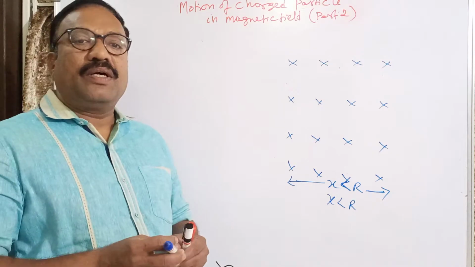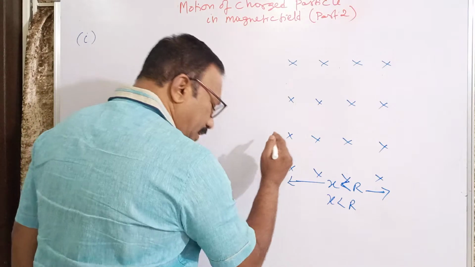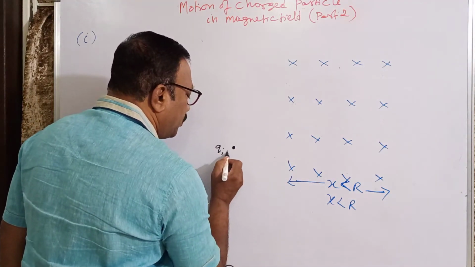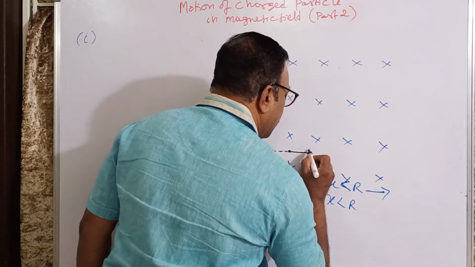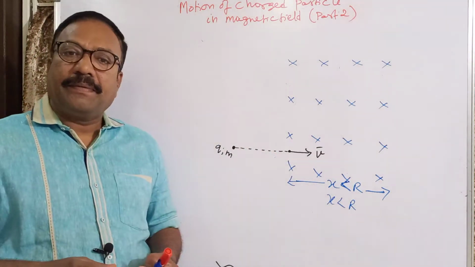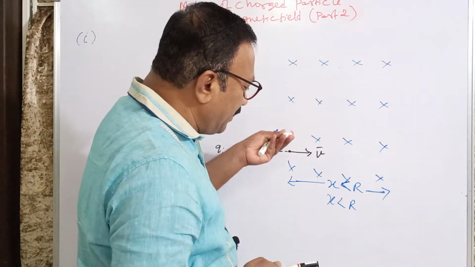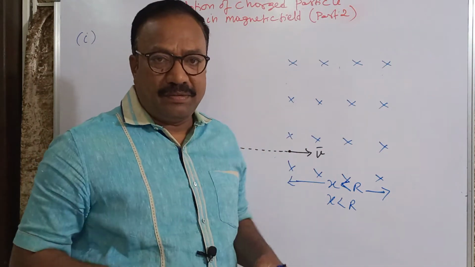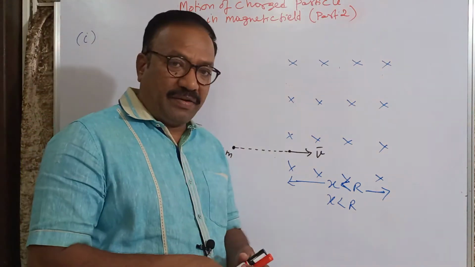So a particle will now enter the magnetic field. Let us say the particle is entering, whose charge is q, mass is m. Here it is entering with velocity v bar. Anyhow, it is entering perpendicular to the field, because the magnetic field is inward and velocity is towards the right. So they are perpendicular to each other. That is why the particle is entering perpendicular to the magnetic field.